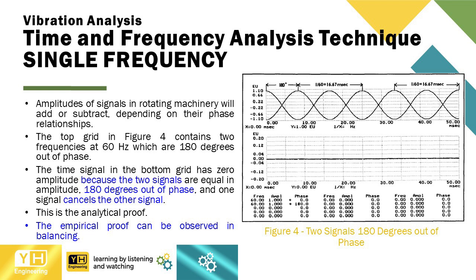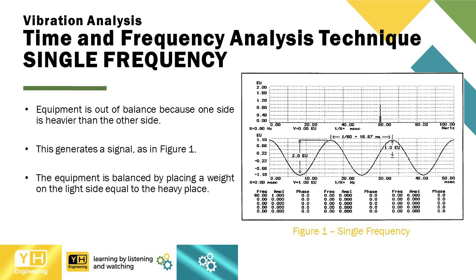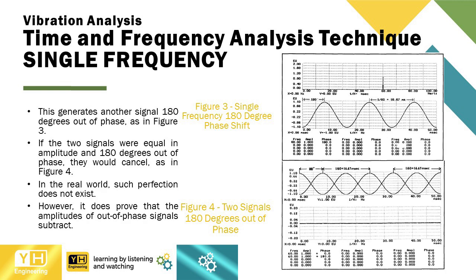The empirical proof can be observed in balancing. Equipment is out of balance because one side is heavier than the other side. This generates a signal, as in figure 1. The equipment is balanced by placing a weight on the light side equal to the heavy place. This generates another signal 180 degrees out of phase, as in figure 3.